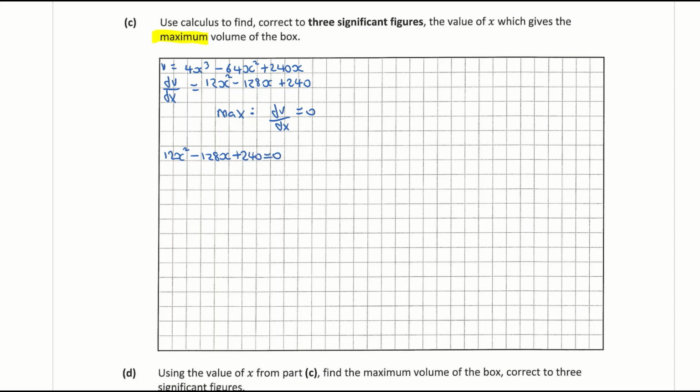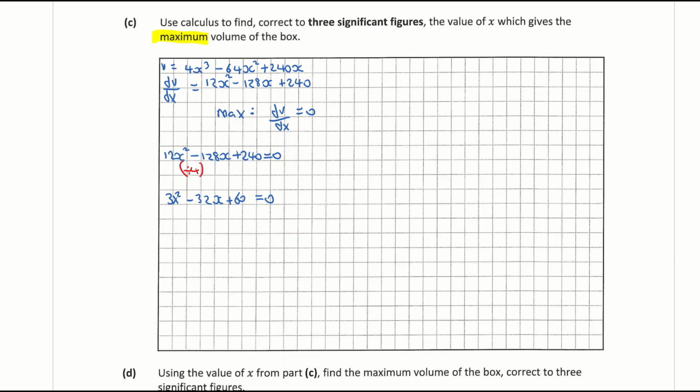Now I can spot there that I can divide across by 4 just to make it a wee bit easier on us. So dividing across by 4, you don't have to, but it might make it easier. 3x squared minus 32x plus 60 is equal to 0. Now the key with the question there is it says give it to three significant figures, so that means our solutions are going to be decimals.